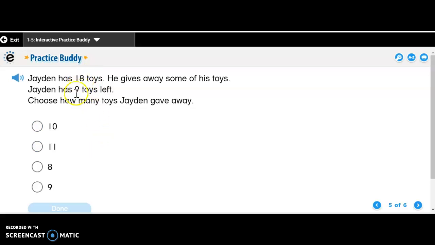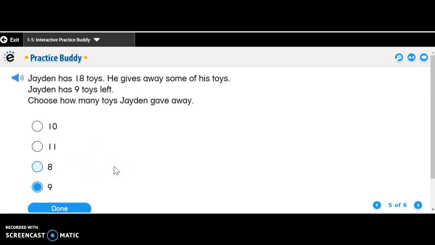Right away I noticed something, one of our patterns. Do you remember our doubles? 2 plus 2, 3 plus 3, 4 plus 4. What is 9 plus 9? 9 plus 9 is 18. That's a fun one to remember. It's a double. 9 is a good one.